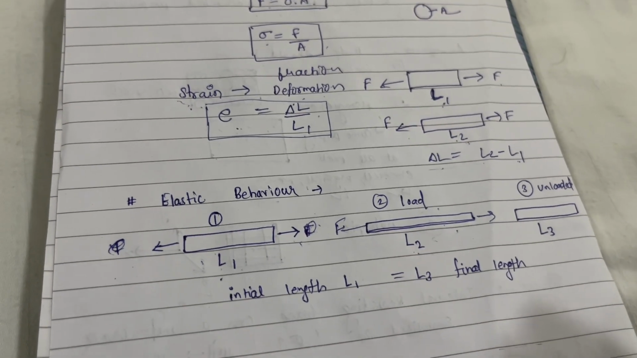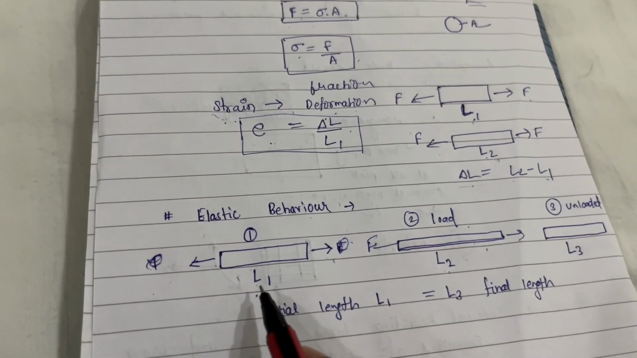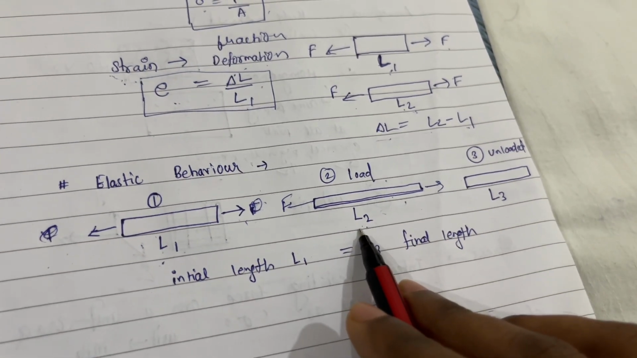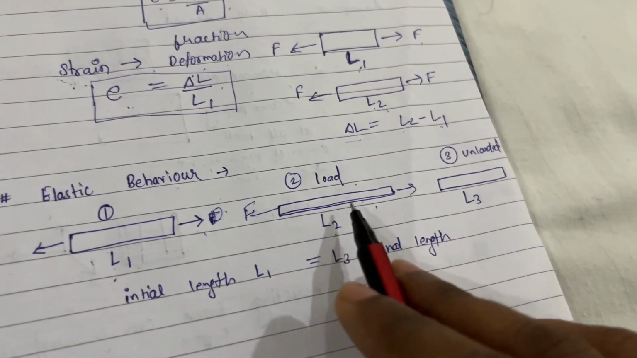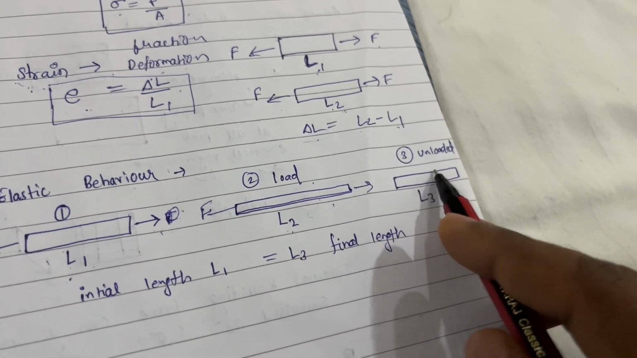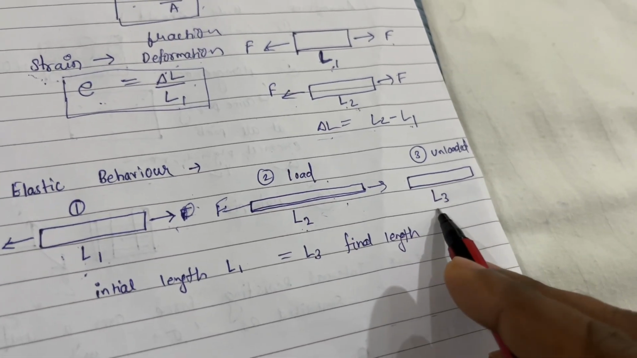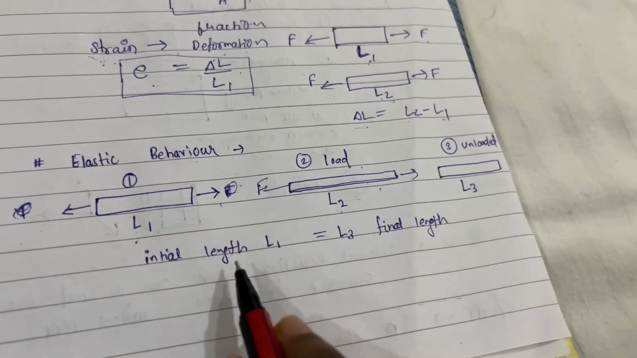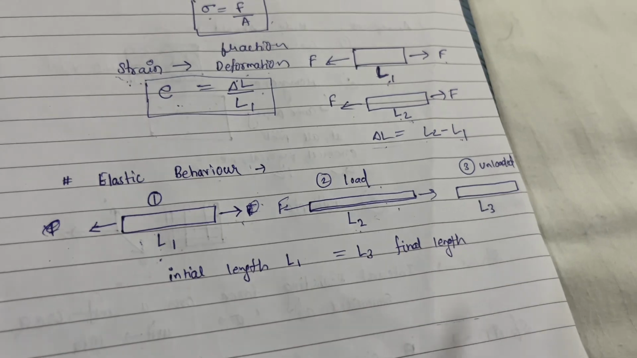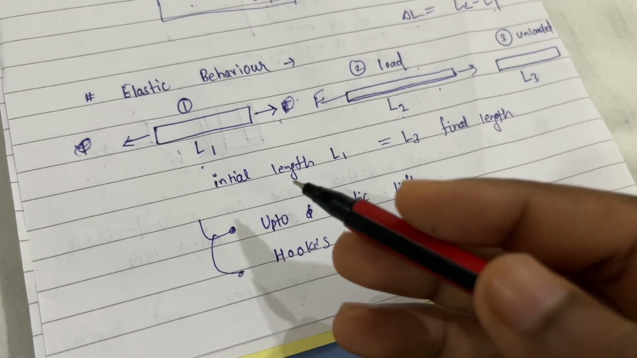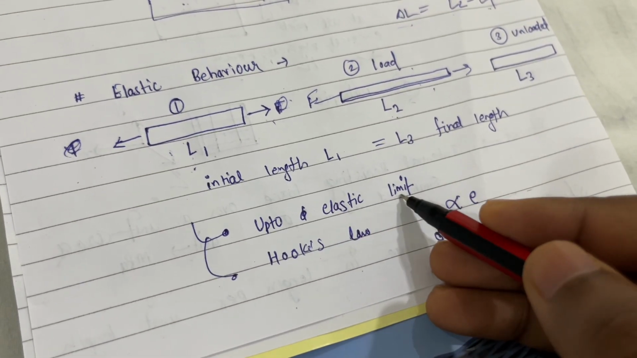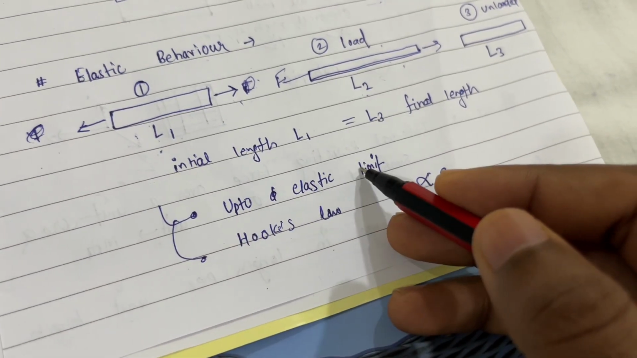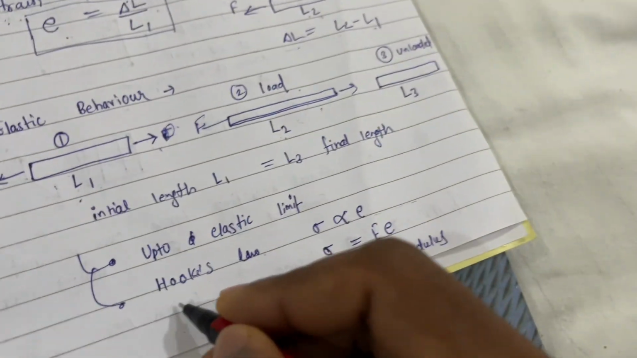So now we will see elastic behavior. The initial length here is L1 when there is no force, but when force is applied, the length becomes L2. So the length has increased, but when the load is removed, the length will come back to the original length, which is L3. Here the initial length L1 and the final length L3 are equal. This is called elastic behavior. Any material will show elastic behavior only up to its elastic limit. We will see what the elastic limit is later, and only up to the elastic limit is Hooke's law valid.